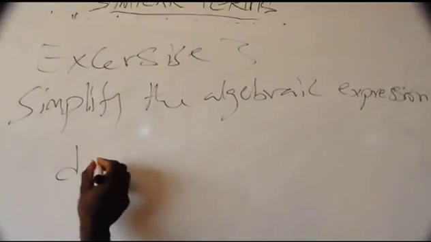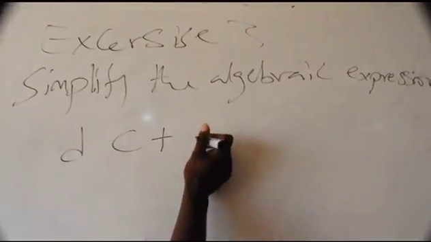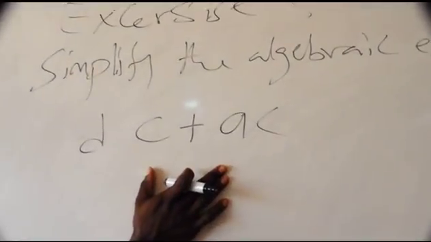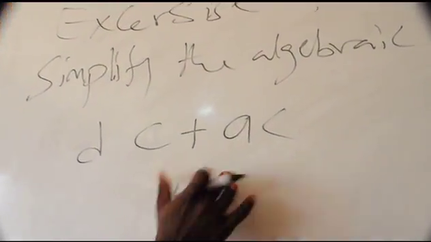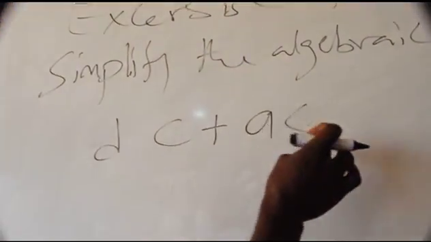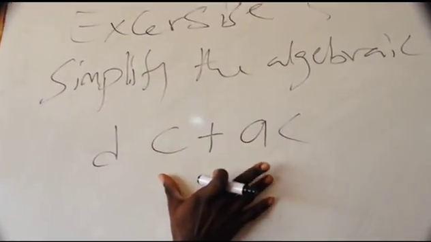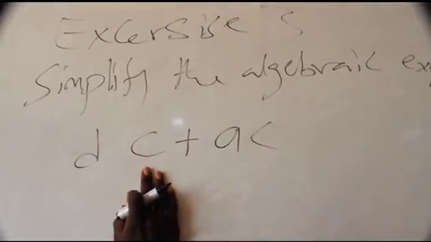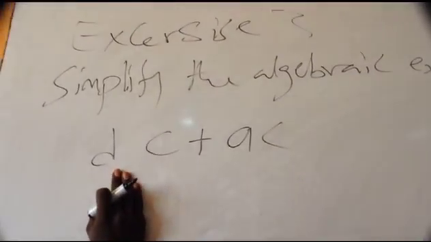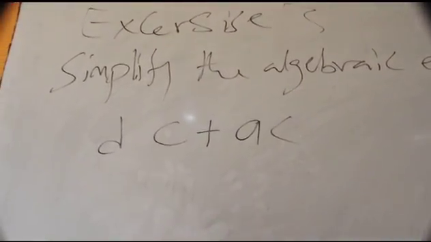DC plus AC. So in this expression, we have C, and C is a common term between these two expressions. So, or let's say, a common factor. So I have to factor it out using a bracket.